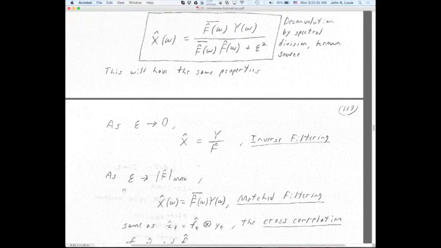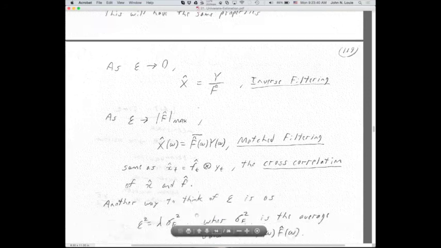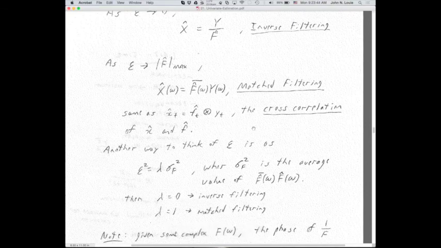On the other hand, let's say we increase epsilon, make it not so epsilon-like, and make it as large as the maximum magnitude of f itself, as big as the highest energy in what we're dividing away. Then you're basically just dividing by a constant number, and so it's just a scaled version of f conjugate y, which is cross correlation, which is match filtering.